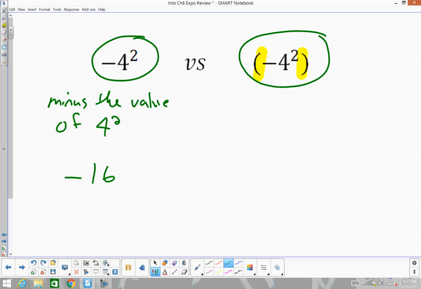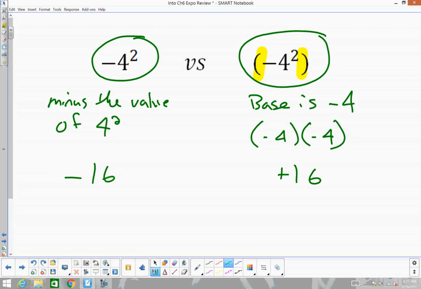Okay. When I establish the base with parentheses, that's actually saying the base is negative 4. So I'm going to multiply negative 4 by itself. Negative times a negative is a positive. 4 times 4 is 16. So the difference here is that if I don't have the parentheses, then I'm just going to take the sign in front. If I do have parentheses, then I have to use that sign when I multiply it by itself. Okay?